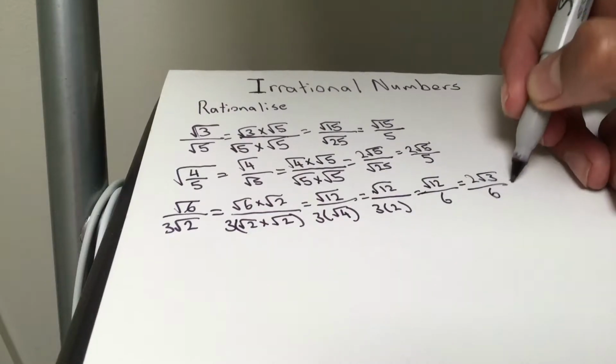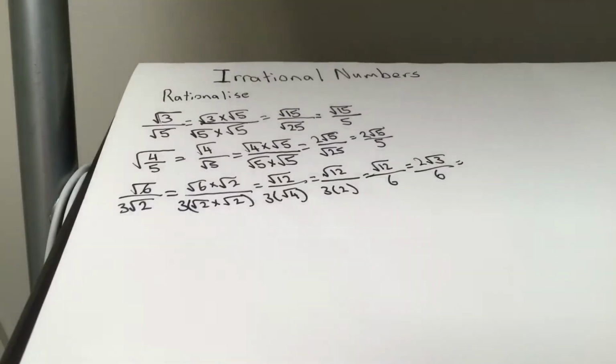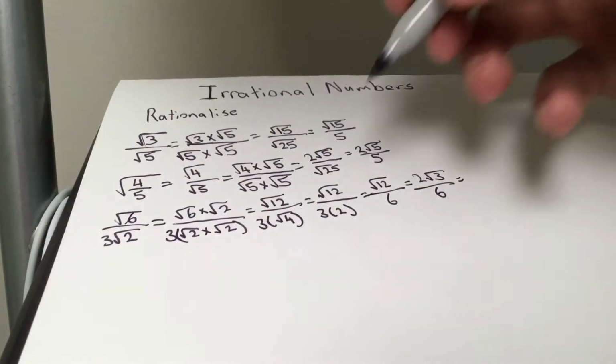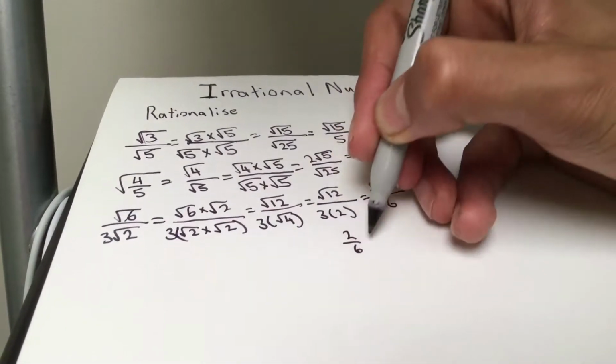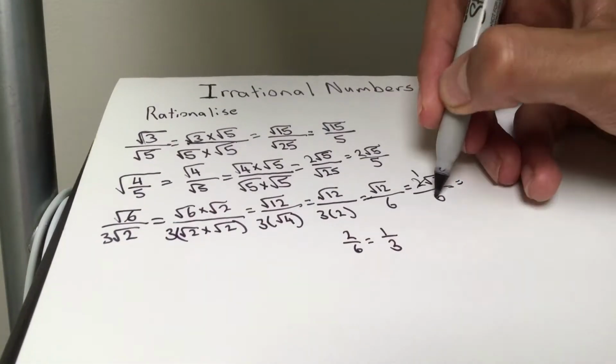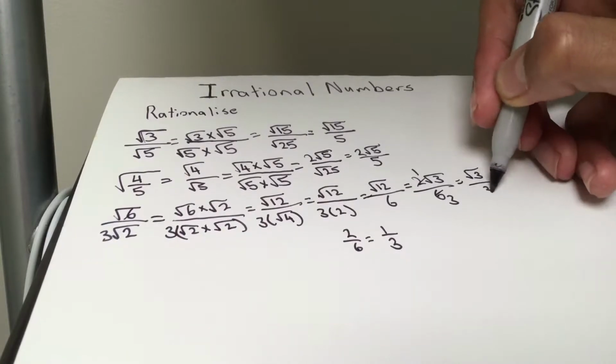And then our last step, we can reduce 2 square root 3 over 6. As you know, 2 over 6 is reduced to 1 over 3. So we cut this to 1 over 3. And our answer is square root 3 over 3.